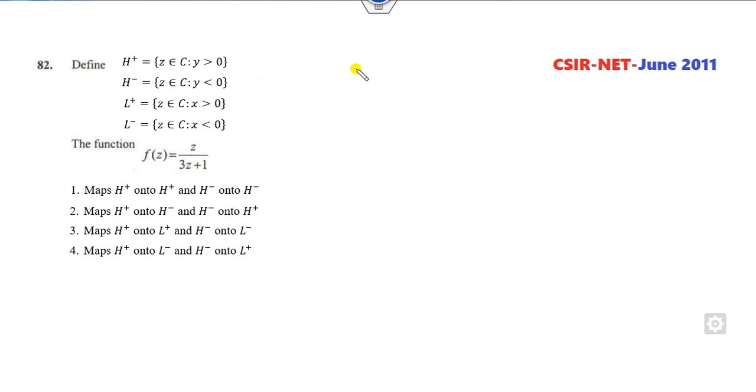Again, this is similar to this. My transformation, I can write this as 1 plus 0. So my A minus 0 into 3, which is non-zero. So H positive will map to H positive, H negative will map to H negative, the rest are cancelled.